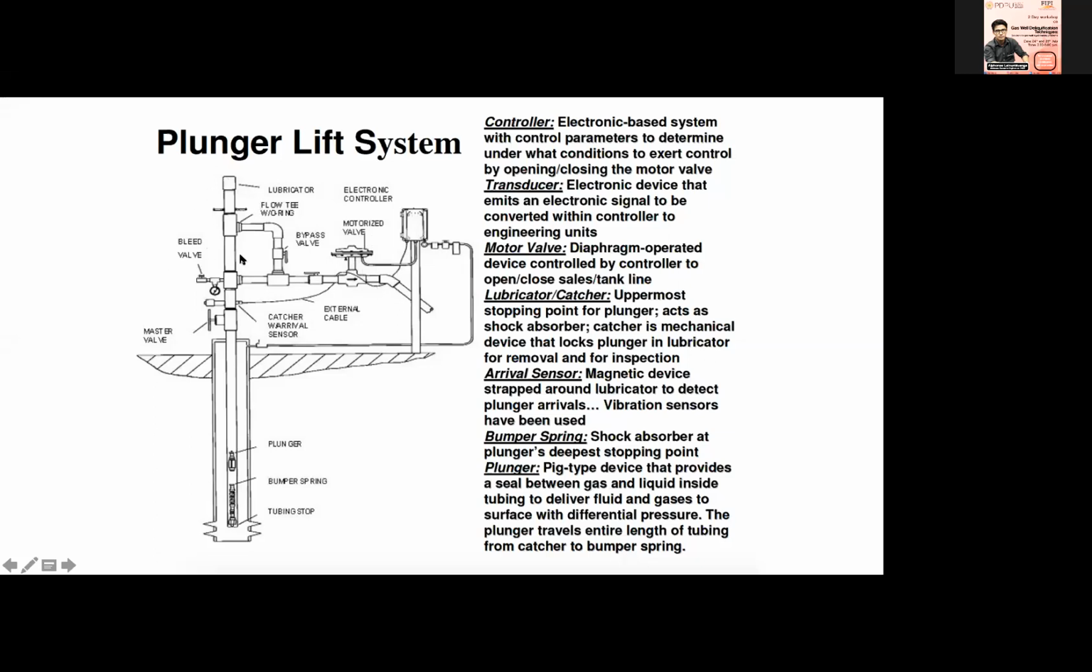And you have a lubricator, and in the lubricator you have a catcher here, somewhere here. It may be a manual catcher, or it can be an auto catcher also. And this is where your plunger will be caught. You can open this part using this handle.